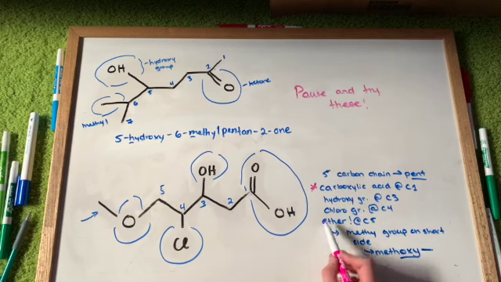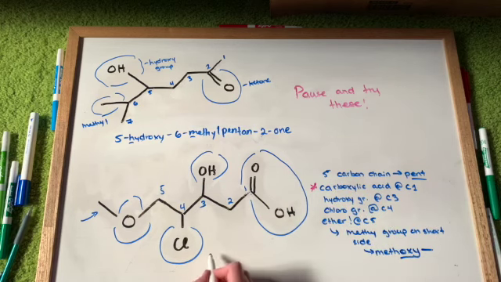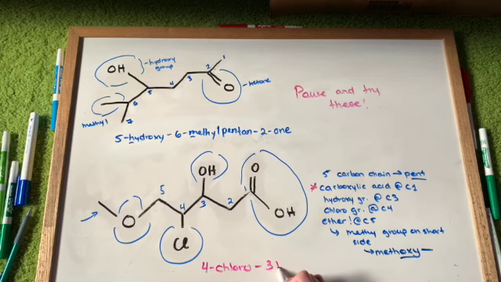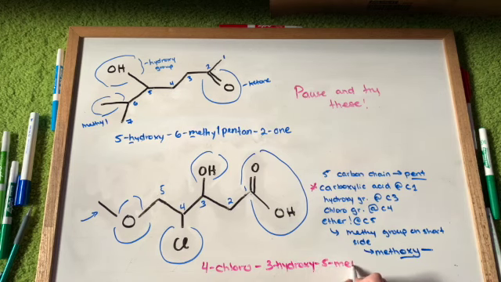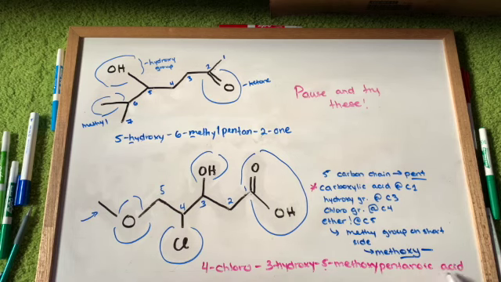So here again, when you're going to label it, you want to look at the carboxylic acid at carbon 1 that takes priority. That'll be the final part of the name. So you have 4-chloro, keeping in mind alphabetical order. Then you have 3-hydroxy. Then here you have the 5-methoxy because it's attached to carbon 5. And then finally you would add pentanoic acid at the very end.